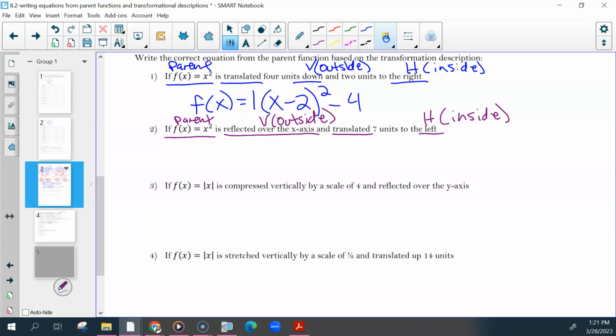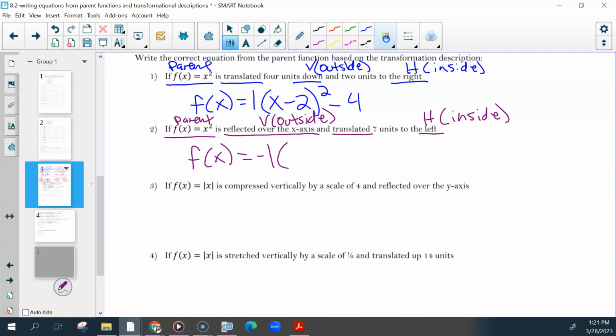So we can start off writing it the same way, f of x equals. In this case, we have a reflection. It's just going to be a negative. So the 1 we have out here, you can make it -1, or you can just put negative. That's all that does. You just add in a negative.